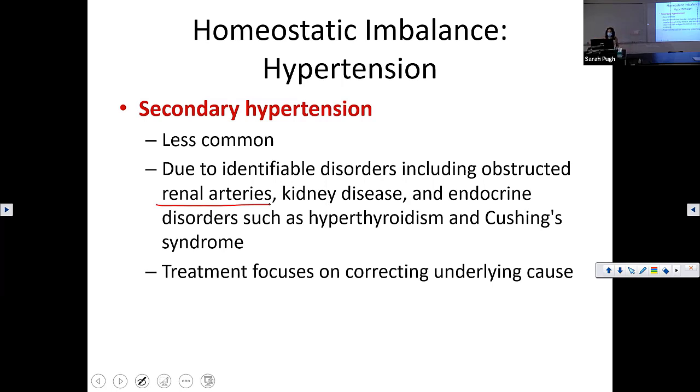So problems with the kidneys, whether it's kidney disease or problems in the renal arteries, or even hormones that affect the kidneys. So any kind of endocrine disorder, like hyperthyroidism and Cushing's disease, all of these affect the kidneys and your water balance. So they're going to play a role on blood volume and blood pressure. The treatment for secondary hypertension is let's fix the problem that's causing it. Okay? So if there's something going on with the kidneys, if that gets fixed, the hypertension goes away.